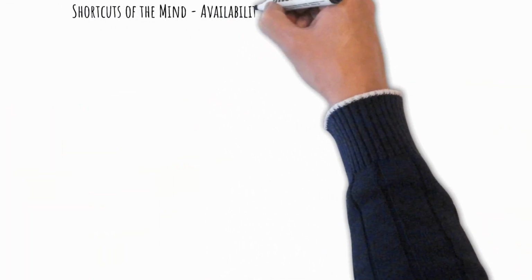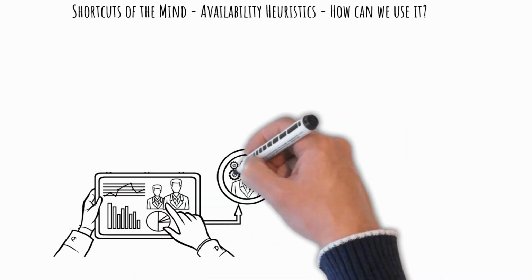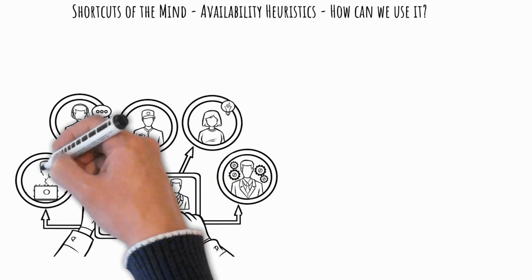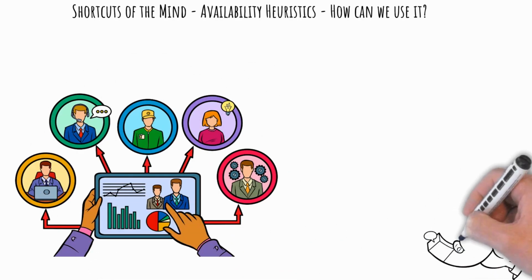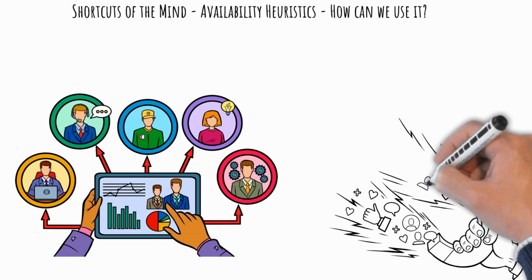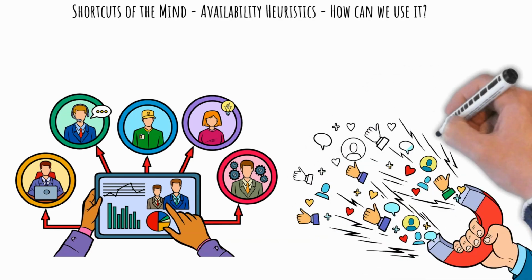Shortcuts of the mind. Availability heuristic. How can we use it? For example, we can use online marketing to show people the same product often and give them the impression that it is the only right one, and encourage the likelihood of buying it when people see it somewhere.